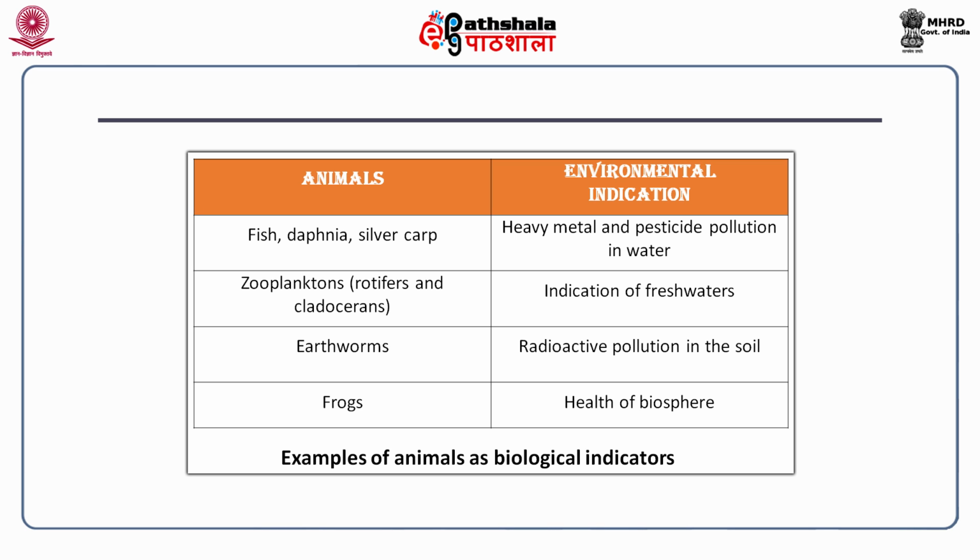These are indicators of heavy metal and pesticide pollution in water. Zooplanktons such as rotifers and cladocerans are indicators of fresh waters. Earthworms are indicators of radioactive pollution in the soil, and frogs are indicators of the health of the biosphere.